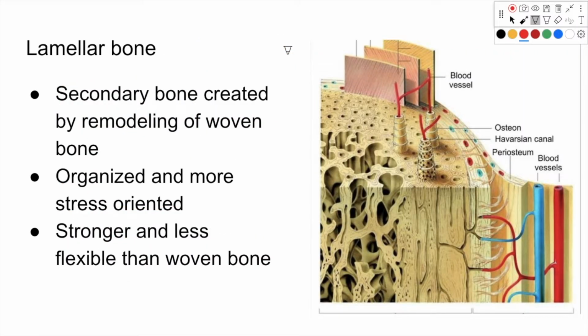Lamellar bone is secondary bone created by remodeling of the woven bone. So all the normal bone, including the bone that is seen in cancellous and cortical bone, is lamellar bone. It is organized and more stress oriented. There is less turnover, and it is stronger and less flexible than the woven bone.